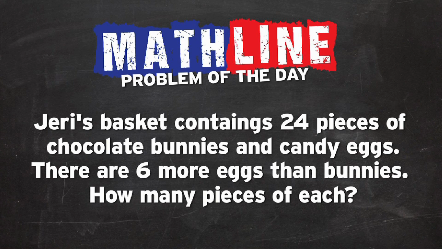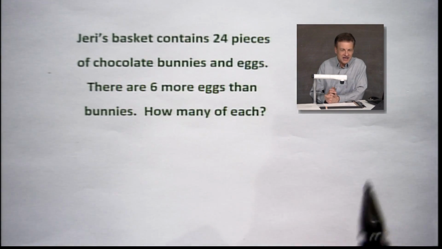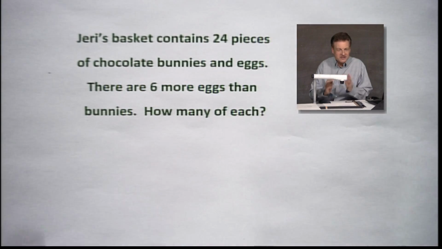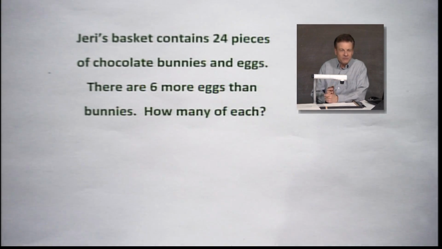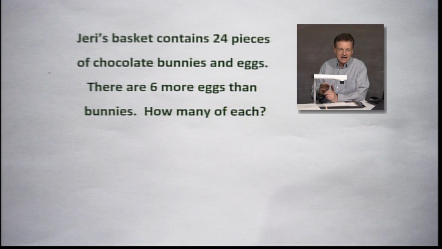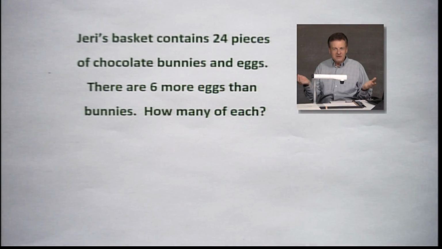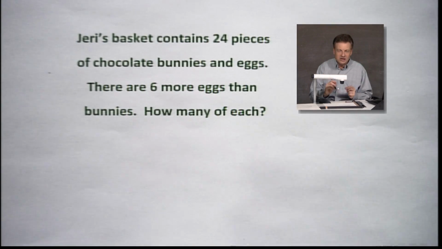Okay, so let's see. We've got a basket, and this makes a different collection of putting all your eggs in one basket. Well, actually, you got your eggs and bunnies in here. So let's see how we're going to sort this out. Got 24 pieces of candy, so to speak, here. Some are chocolate bunnies, some are eggs. I'm getting hungry already. There are 6 more eggs than bunnies. How many of each? Everybody got the idea of what we're looking for.